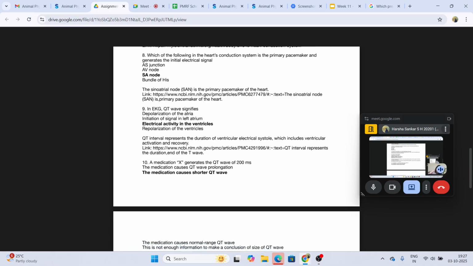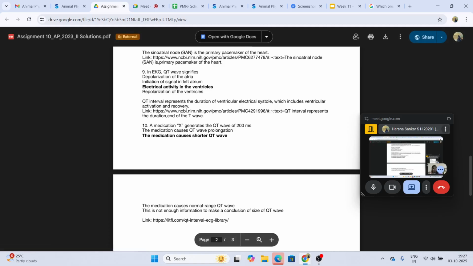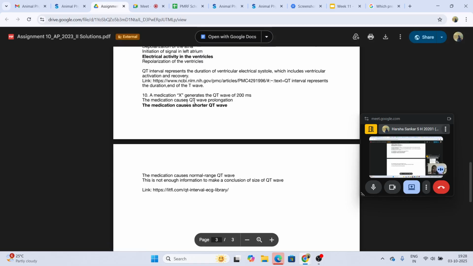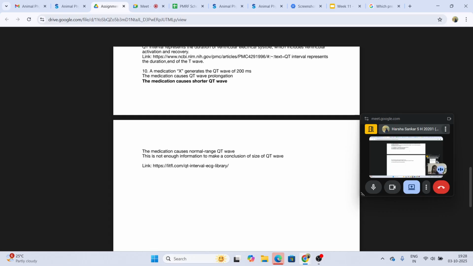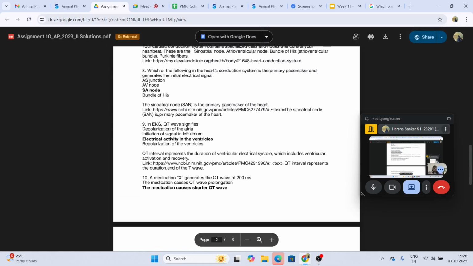In EKG, QT wave signifies. Remember that slide presentation where sir told about all the intervals and what each depicts. QT interval usually depicts electrical activity in the ventricle. QRS is the depolarization of the ventricle. A medication X generates a QT wave of 200 milliseconds. We have to compare with the normal duration, which is around 320 something. So definitely 200 is less than that, which means they are making a shorter QT wave, right?